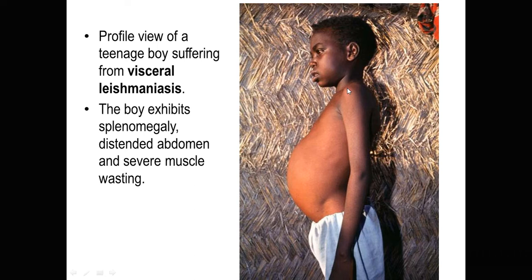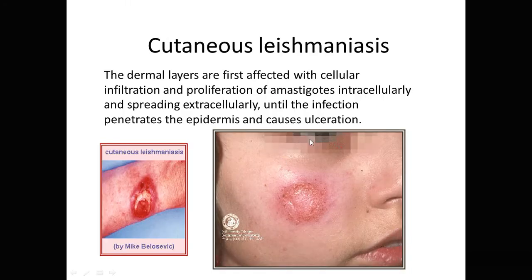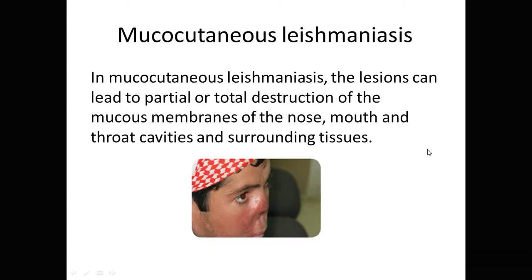So this is the boy infected with the parasite and having visceral leishmaniasis, and the abdomen is bigger because of splenomegaly, and the boy has muscle wasting as well. Cutaneous leishmaniasis is a milder form, and in this case skin layers are affected, and these type-specific ulcers develop, and then it can heal after some time.